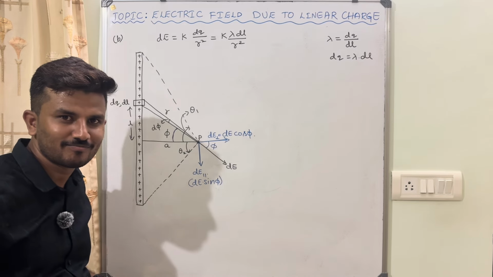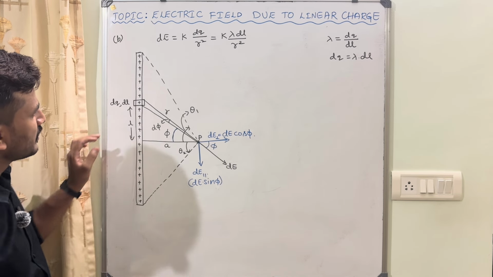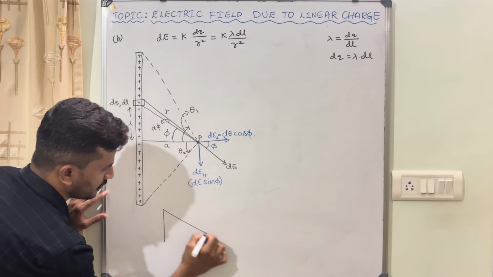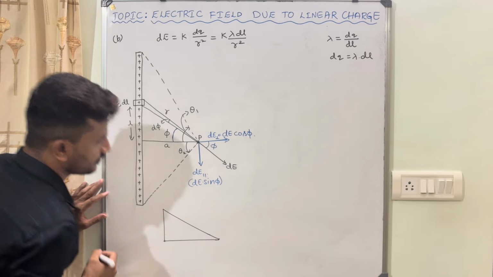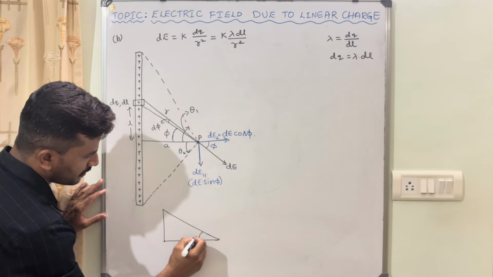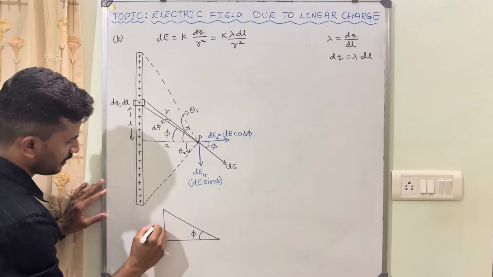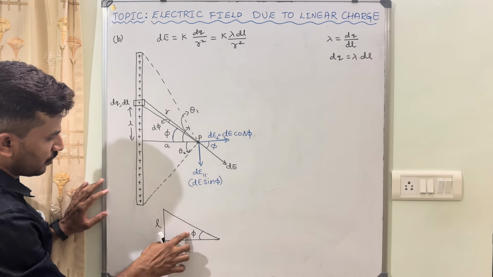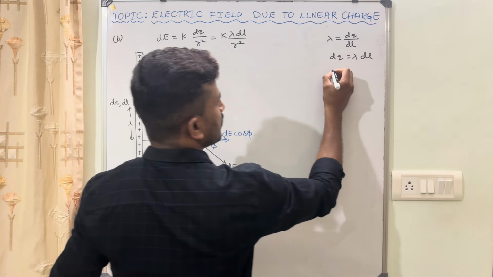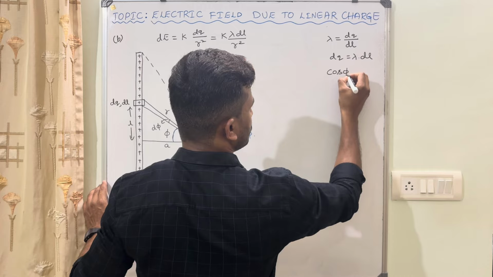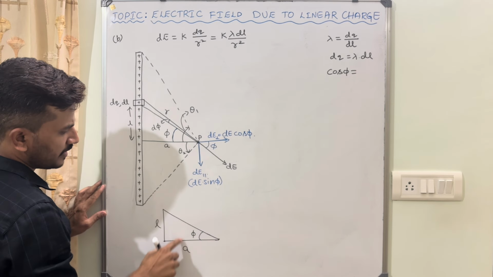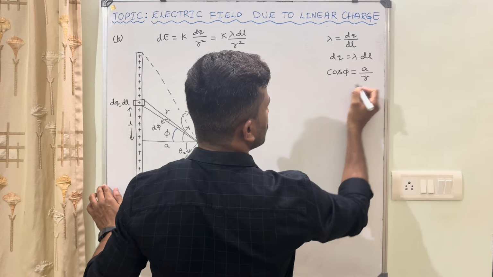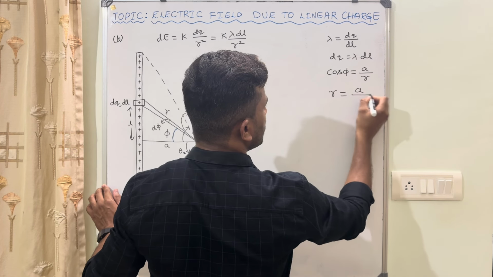Again dL is a variable. So what I will do is take this right angle triangle. If you consider a right angle triangle here, here we have phi, here we have L, this side we have A. If you consider this right angle triangle, what is cos phi? Cos phi is equal to adjacent by hypotenuse. Hypotenuse is R, so A by R. So what is R? A by cos phi.